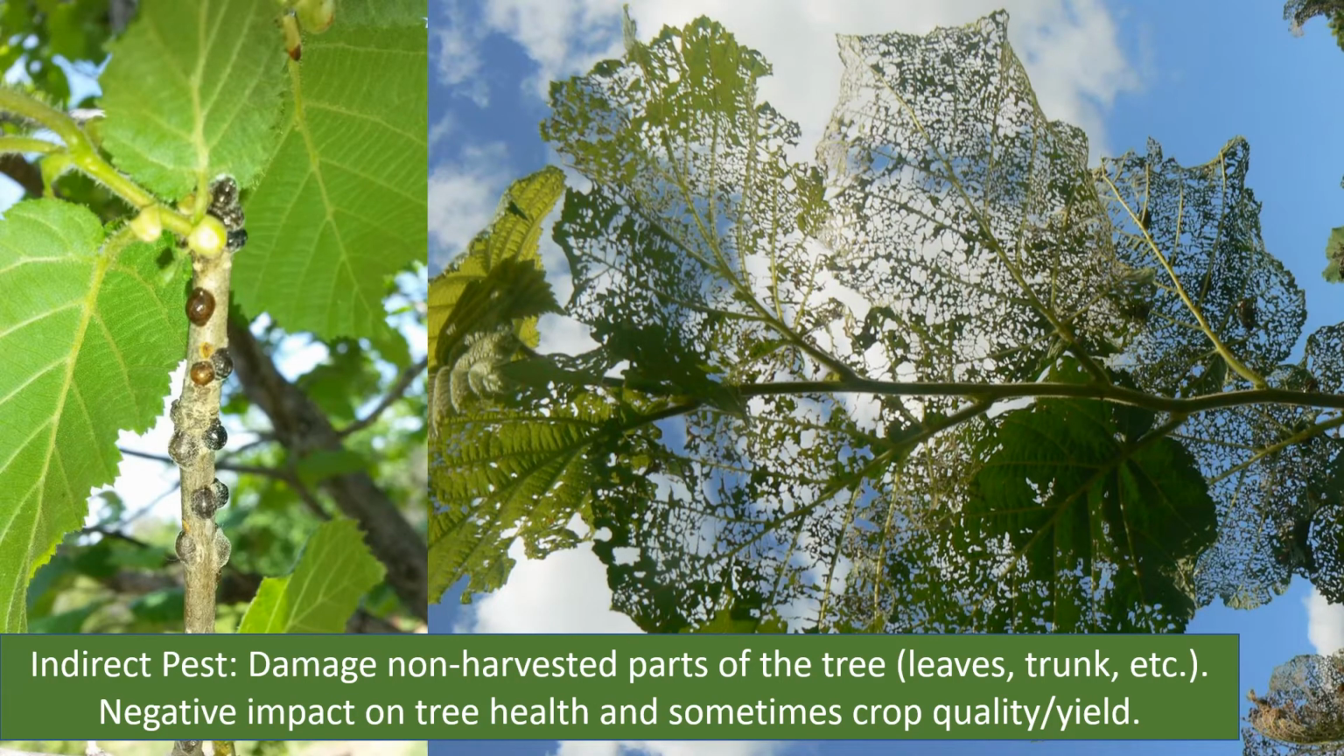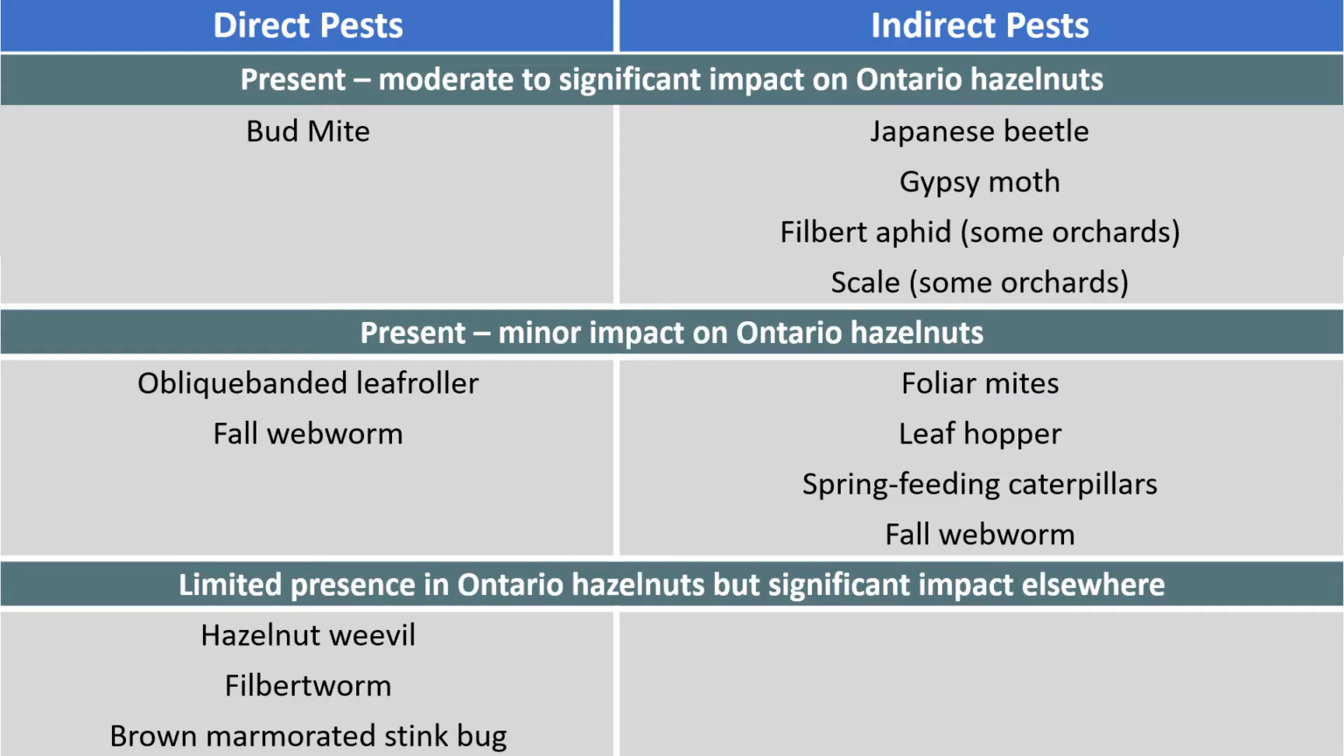An indirect insect pest damages non-harvested portions of the tree, such as the leaves or the trunk. In the case of hazelnuts, that's typically the leaves. Because it removes photosynthetic material from the tree, it will definitely have a negative impact on tree health and sometimes in turn on crop quality and yield, but the trees can support some level of damage without having a significant impact on yield, so we sometimes can wait till we have higher pest densities to implement a control.